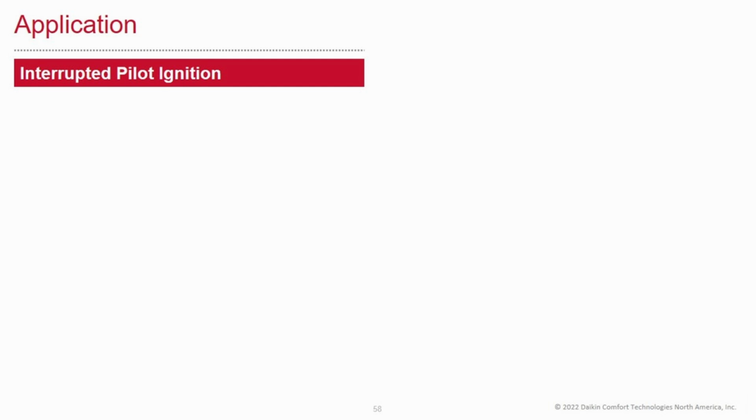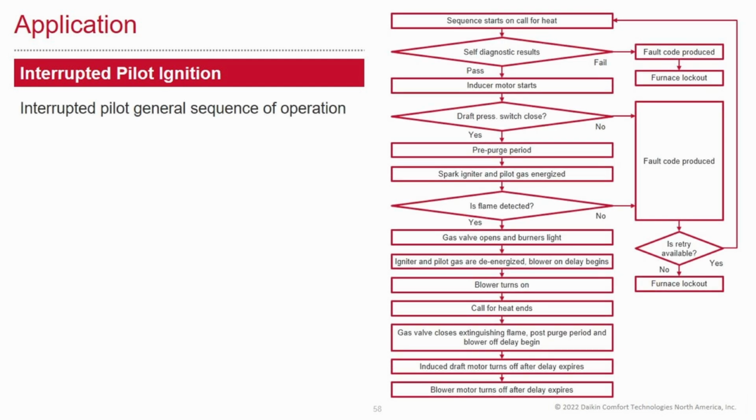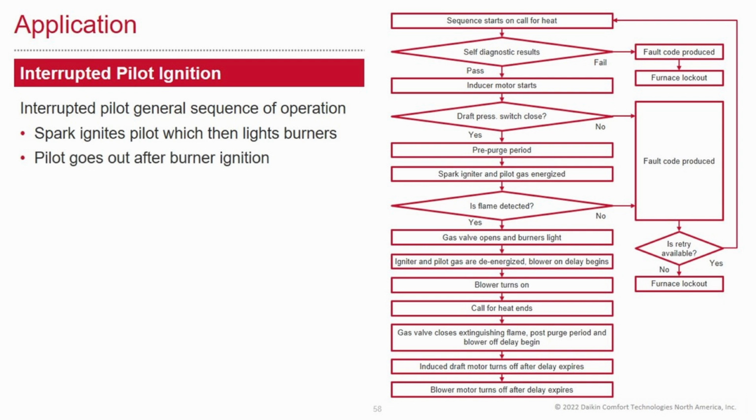Interrupted pilot ignition. Interrupted pilot general sequence of operation. The spark ignites the pilot, which then lights the burners. The pilot goes out after burner ignition.